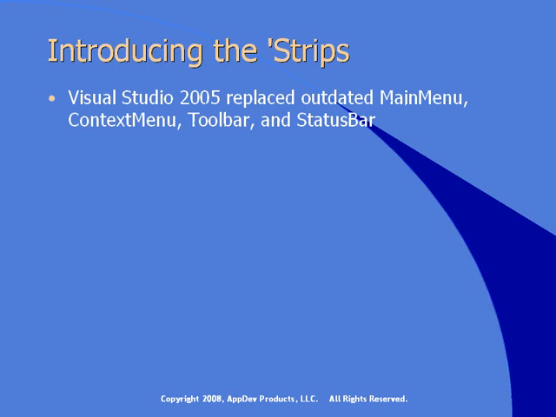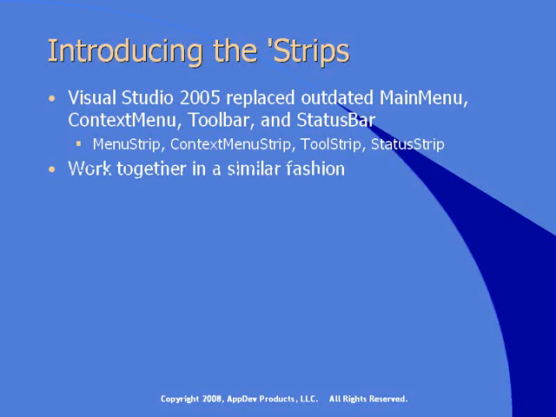Visual Studio 2005 replaced outdated controls that supplied the main menu, context menu, toolbar, and status bar because these controls didn't look like modern controls that are used in Windows applications. Instead, in Visual Studio 2005, you got access to controls like Menu Strip, Context Menu Strip, Tool Strip, and Status Strip. The names have changed and the behavior has changed as well. These work together in a similar fashion, and they provide modern, flexible user interface elements.